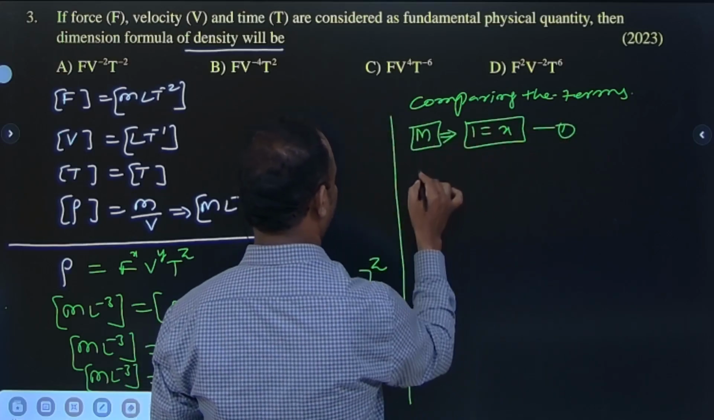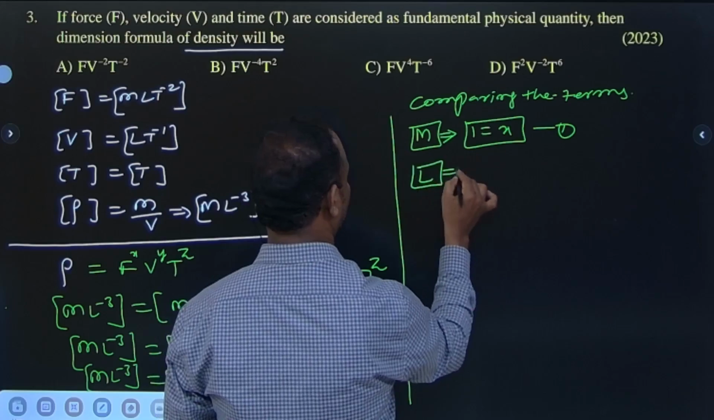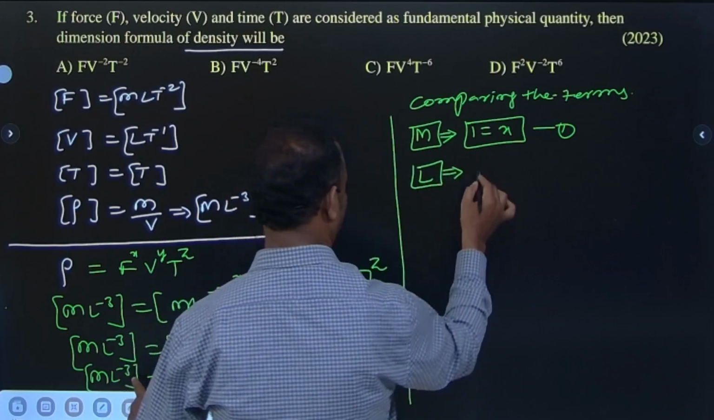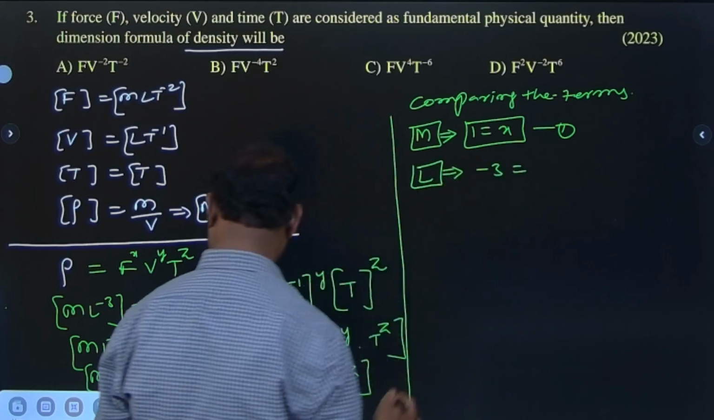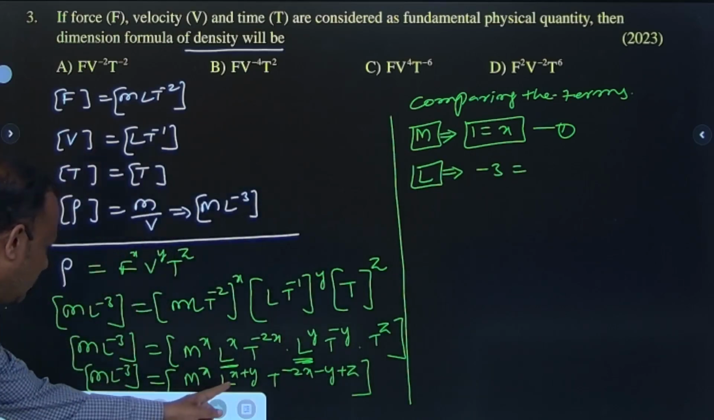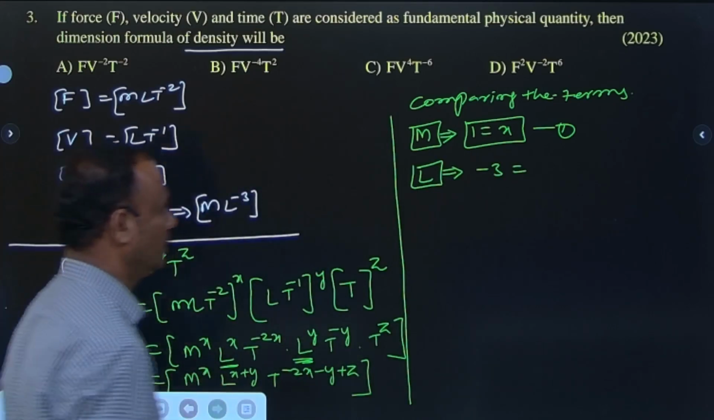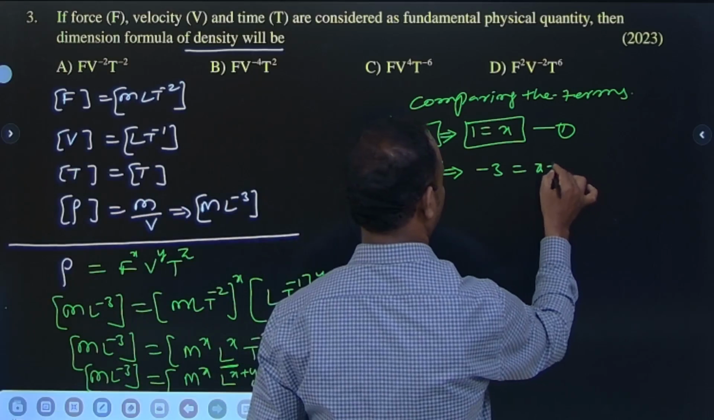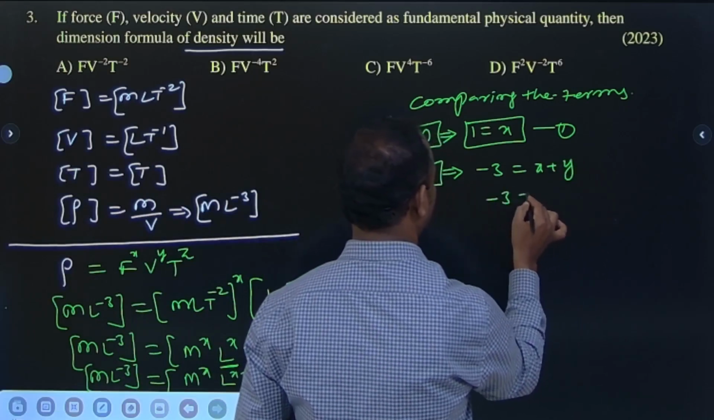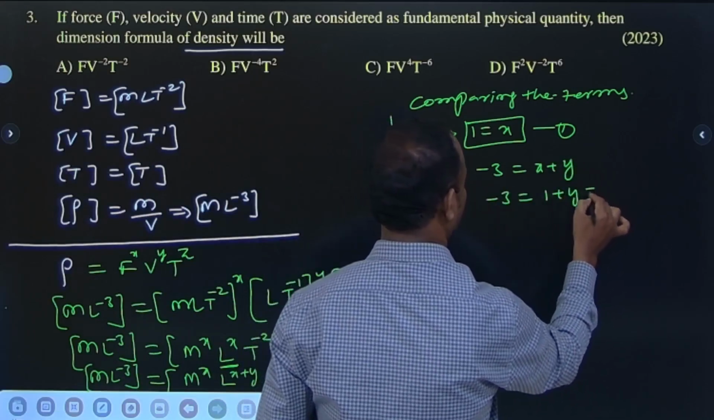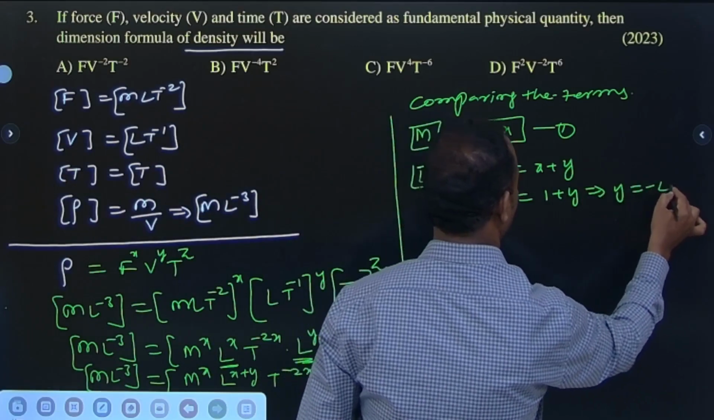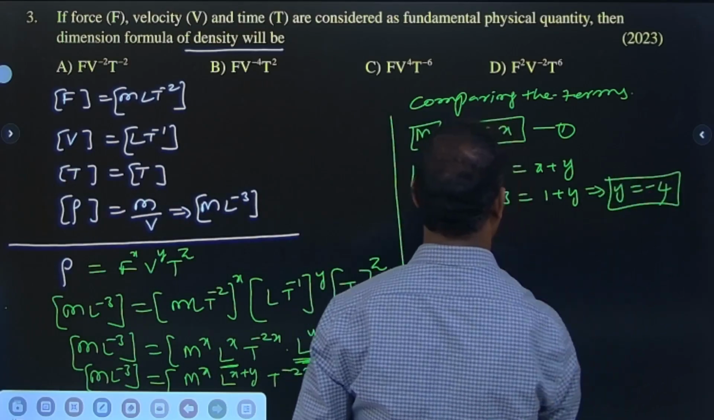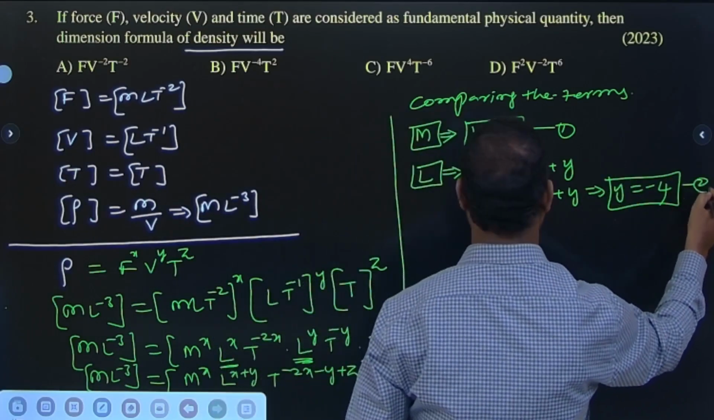Next, comparing the terms of L. L is minus 3, so minus 3 is equal to X plus Y. Minus 3 is equal to 1 plus Y, so Y is equal to minus 4. This is the second condition.